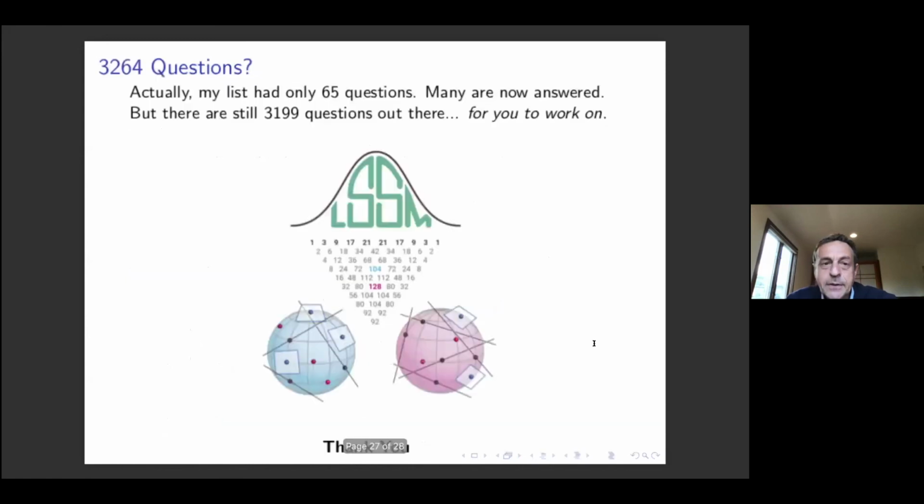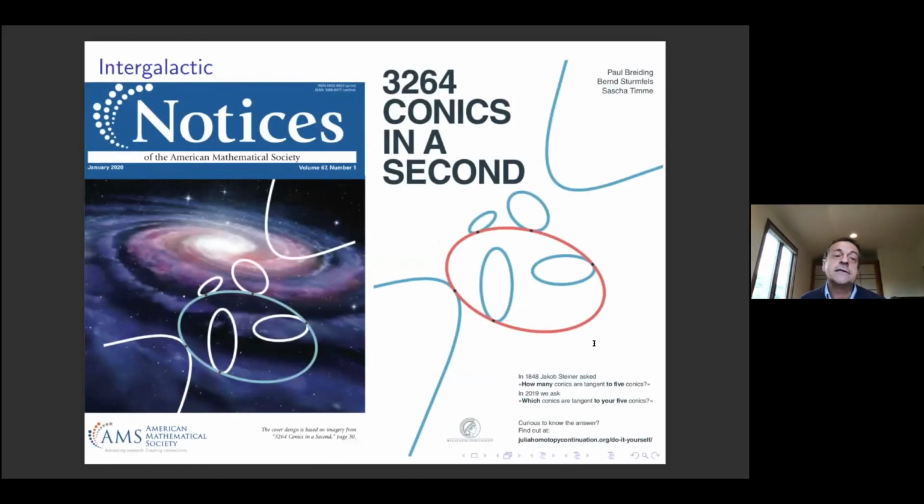Time is up. I promised to be done in time. Well, the list of questions from last May did not have 3,064 entries, only 65. So there are still 3,199 questions out there for you to find and to work on. And let me end again on this intergalactic picture showing the conics tangent to five given conics. Thank you very much for your attention.